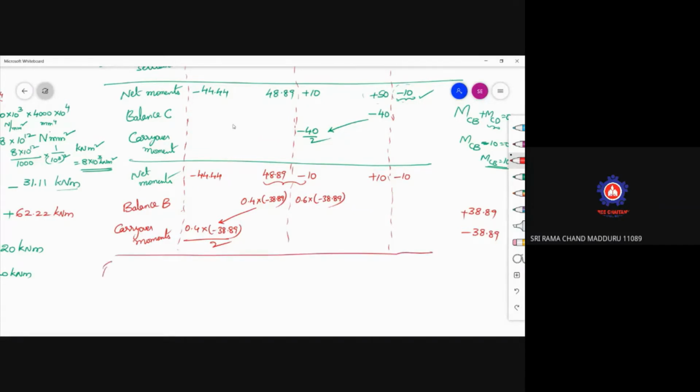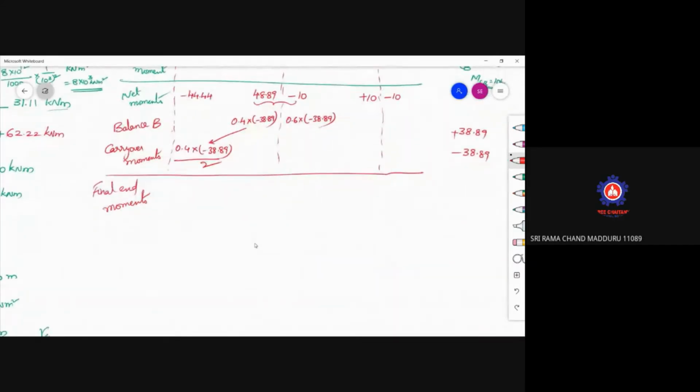So these are the final end moments. After completing these, just add everything: minus 44.44 plus 0.4 into minus 38.89 by 2. So the final end moments are to be obtained. And this is plus 10, this is minus 10. You can check these values and see whether the joint condition is satisfied or not at B as well as at C. So you can write down MBC is equal to MCB is equal to plus 10 kilonewton meter. MCD is minus 10 kilonewton meter. And check whether you are able to get these values or not.